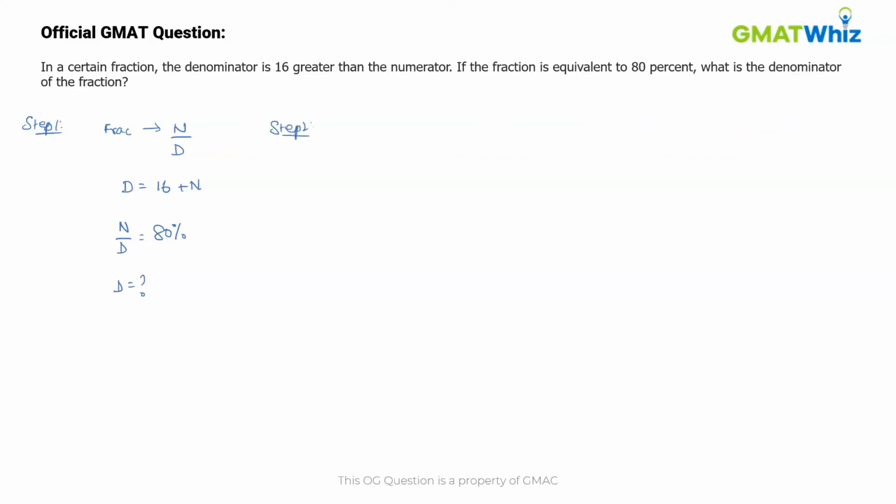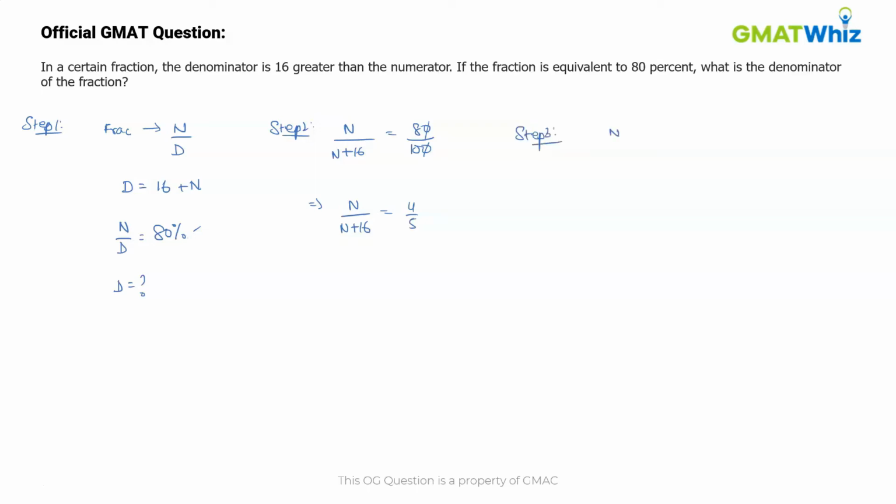Now from the equation which we deduced from the question, we can write n by d as n by n plus 16. And 80% can be written as 80 by 100. So the 0 gets cancelled and this can be written as n by n plus 16 is equal to 4 by 5. We now move on to step 3, which is the calculation.